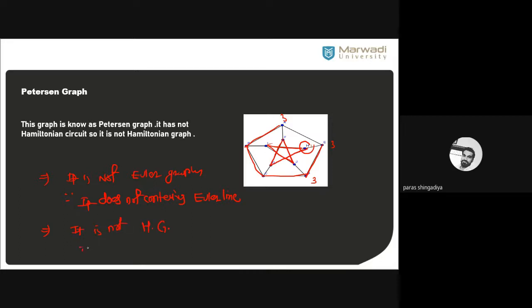Because it does not contain a Hamiltonian circuit. Okay, no Hamiltonian circuit will be formed in which you can use all the vertices once. So that is the answer of question number 30.